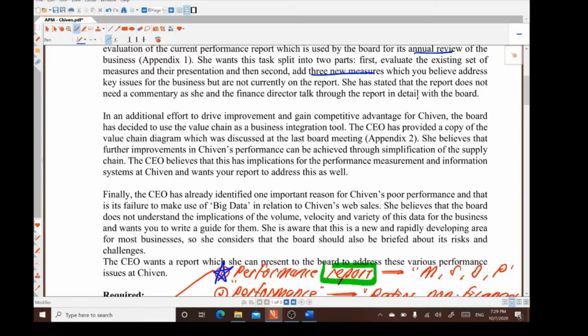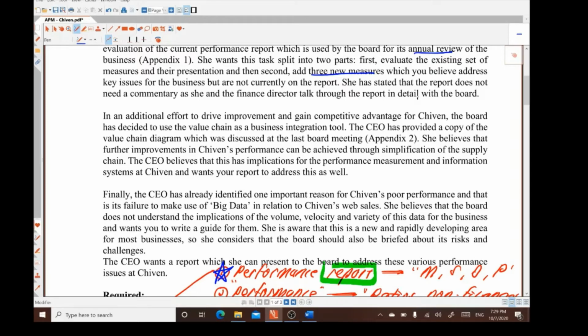Now, they said that in an additional effort to drive improvement and to gain competitive advantage for Shivan, the board has decided to use the value chain as a business integration tool. The CEO has provided a copy of the value chain diagram, which was discussed at the last board meeting, which is Appendix 2. She believes that further improvement in Shivan's performance can be achieved through the simplification of the supply chain. Now, class, bearing in mind, this is always something we have to remember.